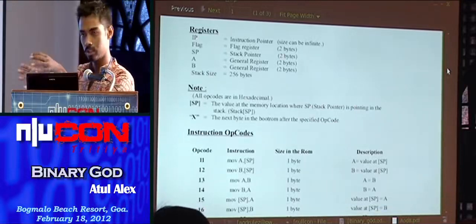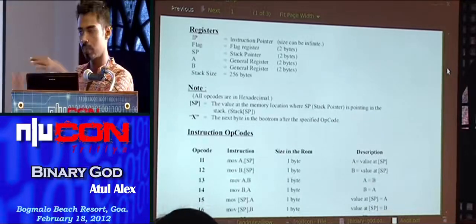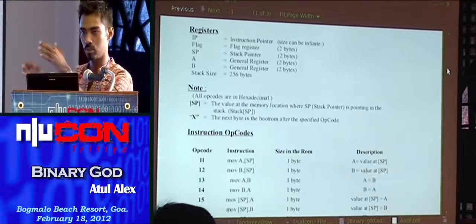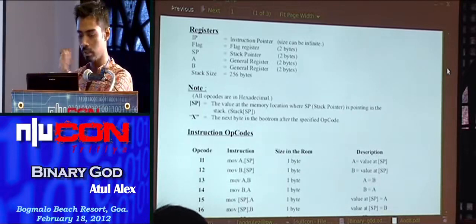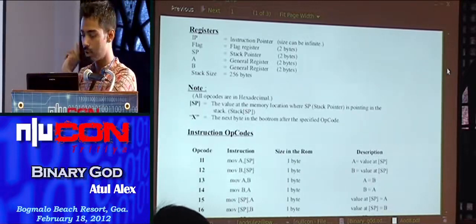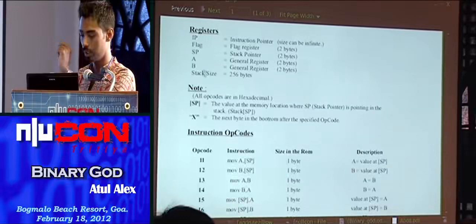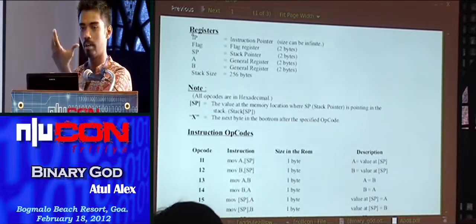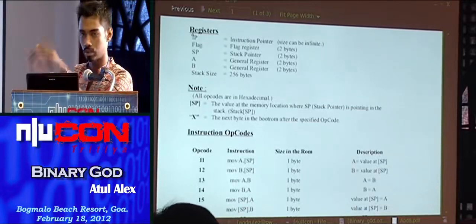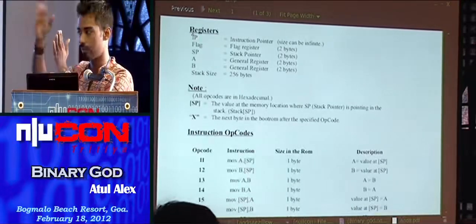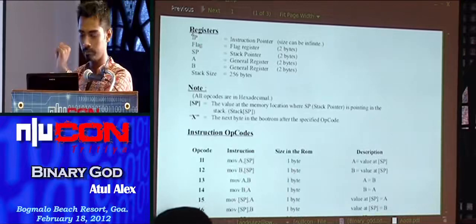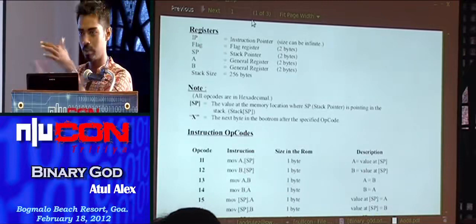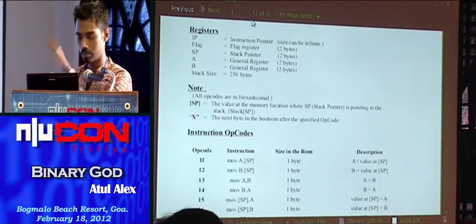Now almost every processor has got to have a set of registers and a set of instructions, basically called opcodes, which stands for operational codes. If you look at it, it has just 2 general purpose registers, A and B. It has a stack size of 256 bytes. We need a register named instruction pointer so that we can keep track of which code to execute next, a stack pointer to point on the stack, and a flag register to maintain certain things like operations and stuff.